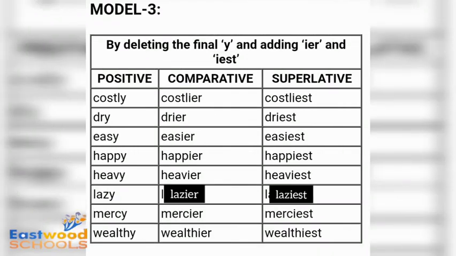The third model is about adjectives that form their comparative and superlative by deleting the final y and adding ier and iest respectively. We have costly, costlier, costliest, dry, drier, driest, easy, easier, easiest, happy, happier, happiest, heavy, heavier, heaviest, lazy, lazier, laziest, messy, messier, messiest, wealthy, wealthier, wealthiest.